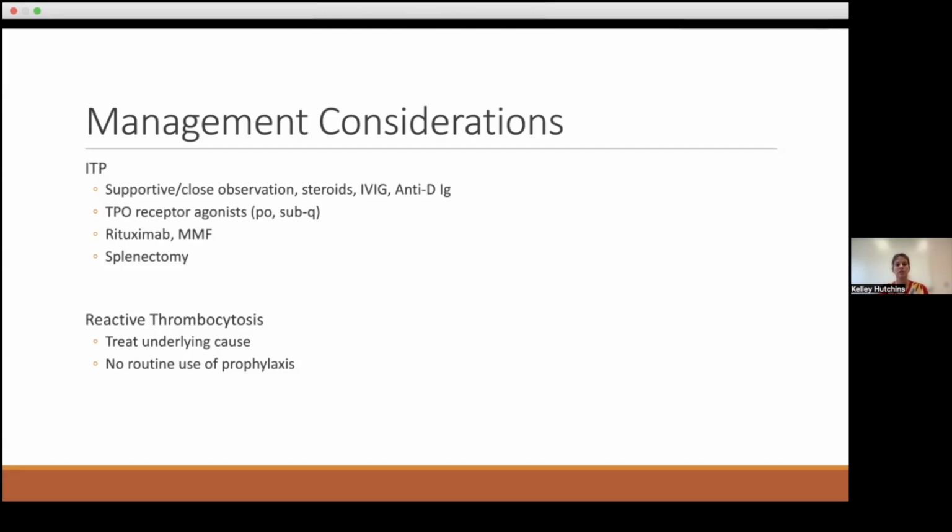And then thrombocytosis. Again, this is most likely going to be reactive. And so you want to treat whatever the underlying cause is. And most of the time for these patients, even if it's extreme, over 1 million, typically there's no routine use of prophylaxis, things like aspirin, that are absolutely indicated or necessary.